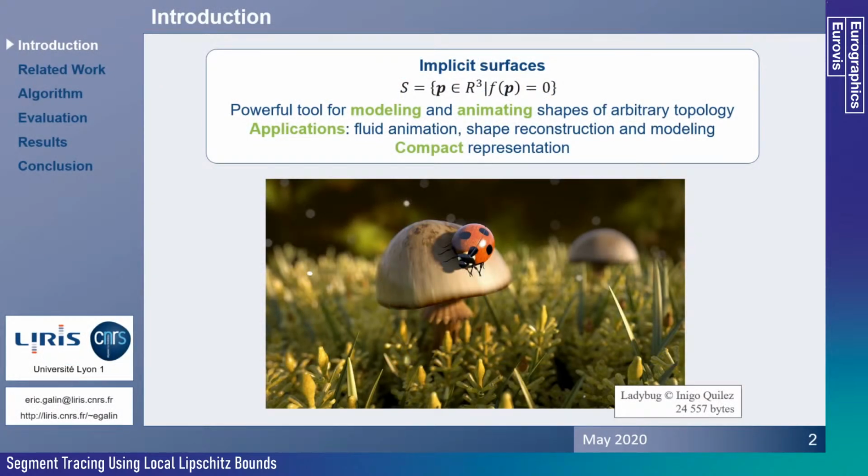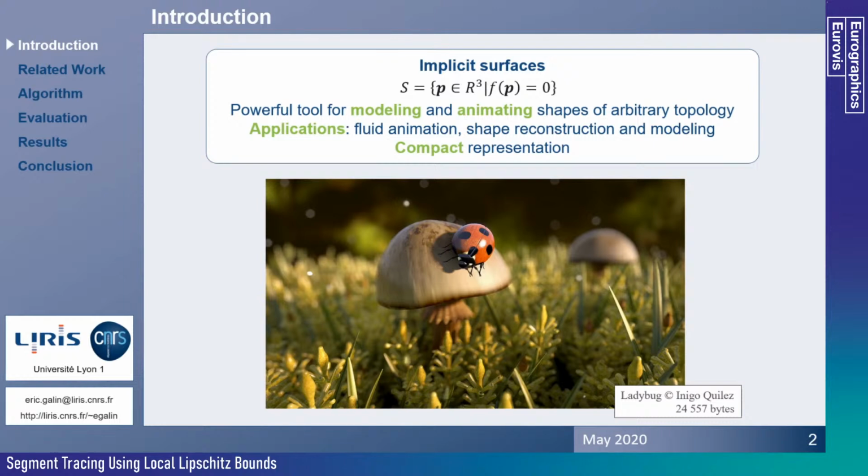First, recall that an implicit surface is a volumetric object defined by a field function f. The surface S is indirectly defined as the set of points in space that satisfy the condition f of p equals 0. Implicit surfaces have proved to be a powerful model for creating and animating shapes of arbitrary topology. They are used in a variety of applications, such as fluid animation, organic shape modeling, and shape reconstruction. One crucial aspect of implicit surfaces is that they define complex objects, possibly with many details, in a very compact function representation.